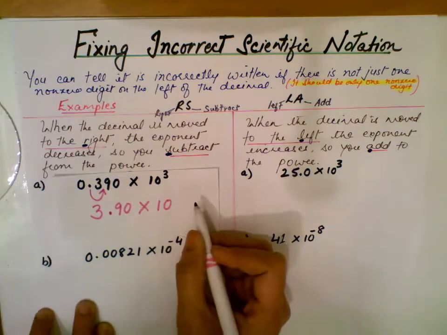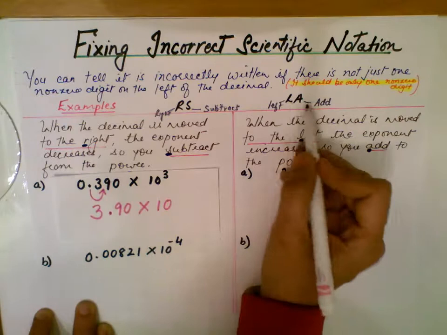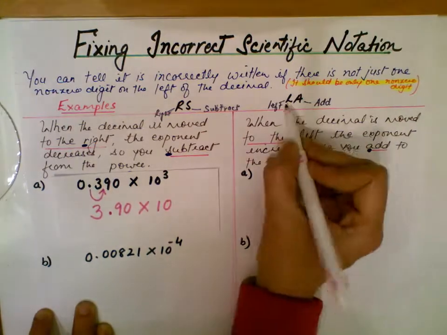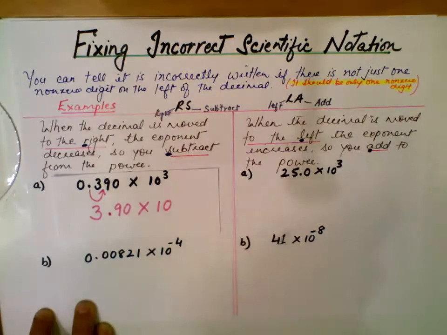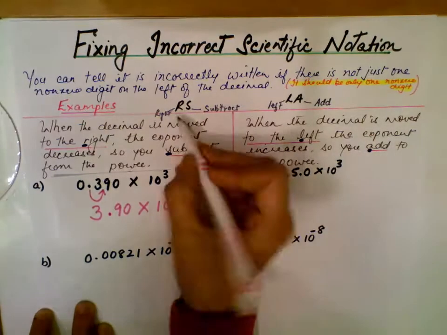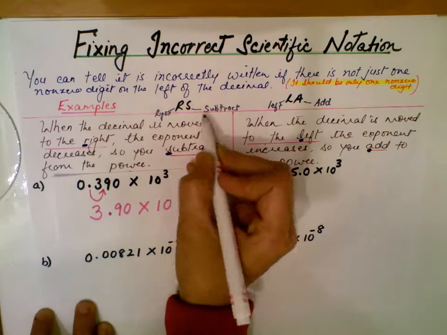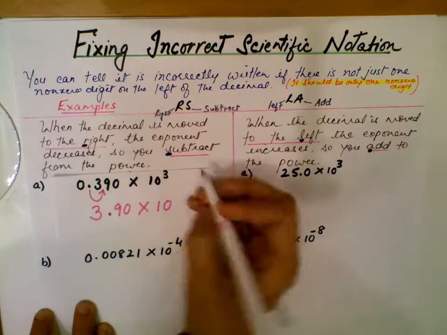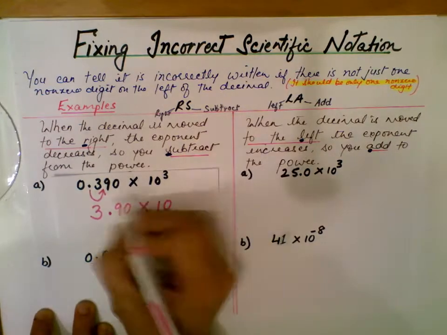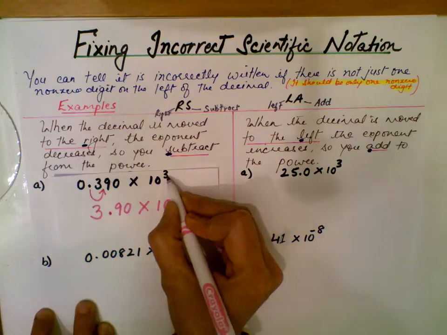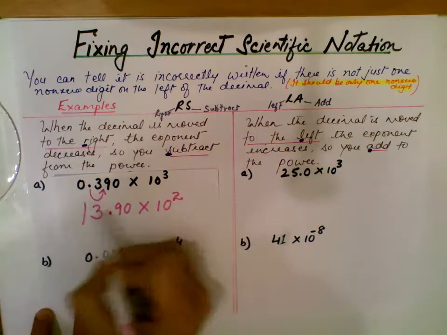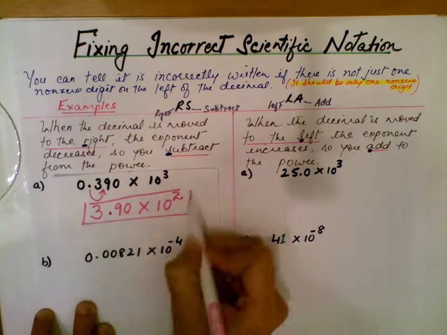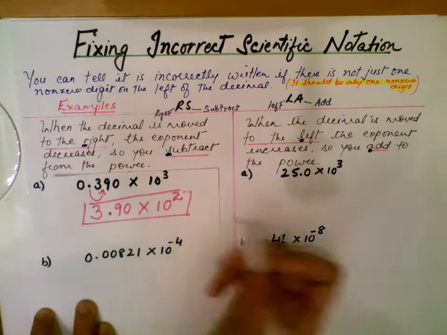So there is a technique called LARS, L-A-R-S. L stands for left, A for add, R for right, and S for subtract. So when you move your decimal to the right, you are going to subtract from the power. Since you moved only one place, it is going to be 3 minus 1, and you put 2 here. Okay, here you go. So this is your answer for this one.